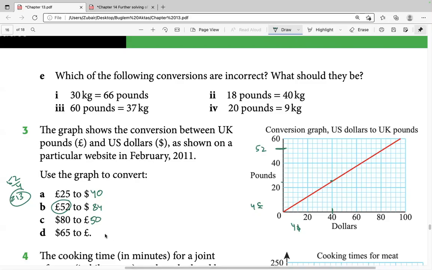42? 42. I was expecting 41. We may have a difference. A slight one.